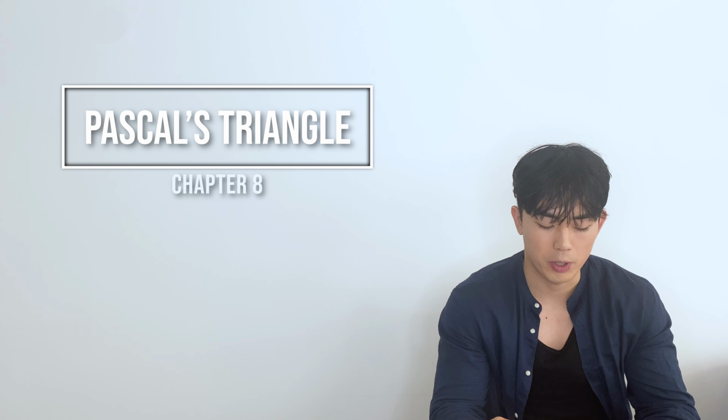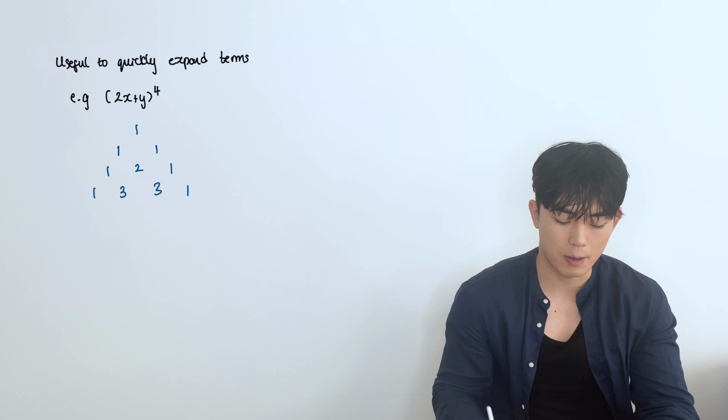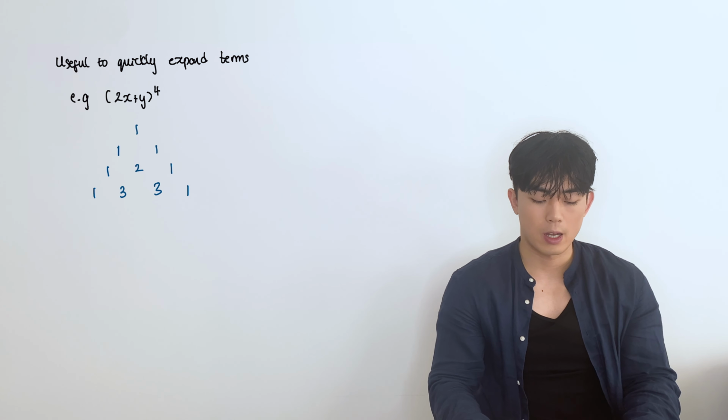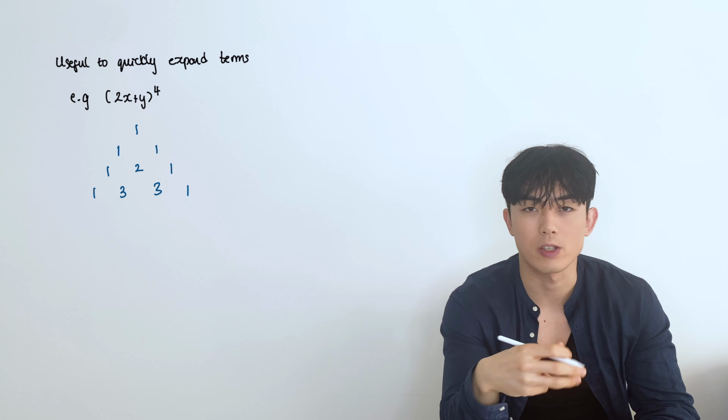So for chapter number 8, we'll be looking at the binomial expansion. First things first, to do that, we need to know something called Pascal's triangle. And I've written a part of Pascal's triangle here. Pascal's triangle is useful because it allows us to expand brackets which have been raised to a certain power.